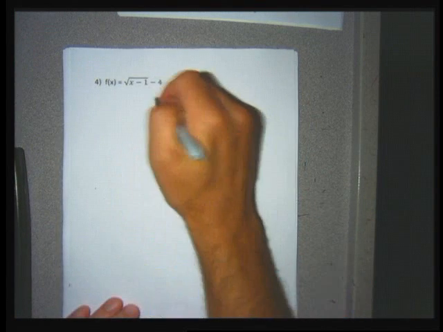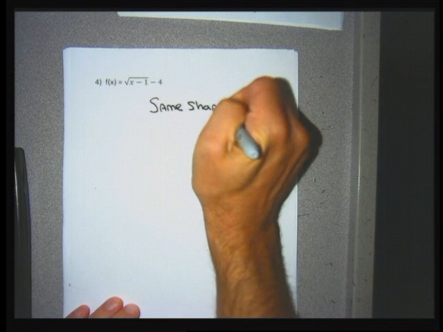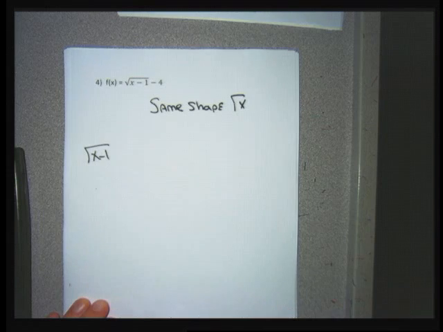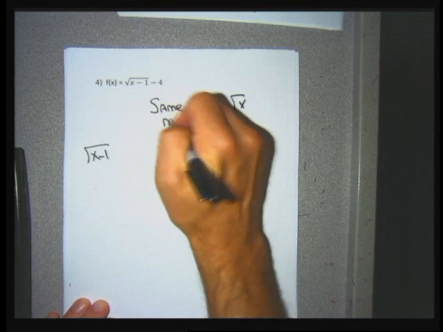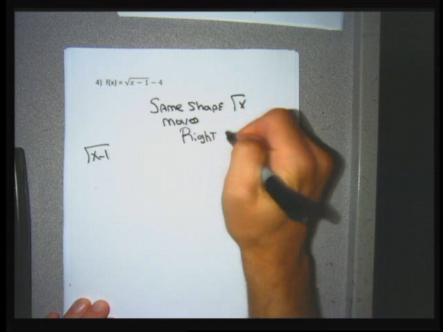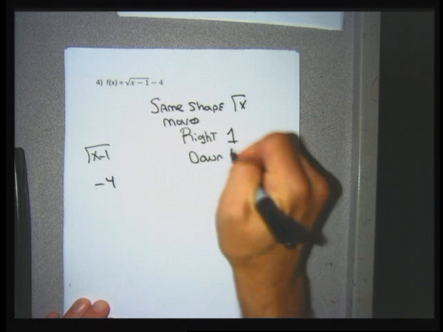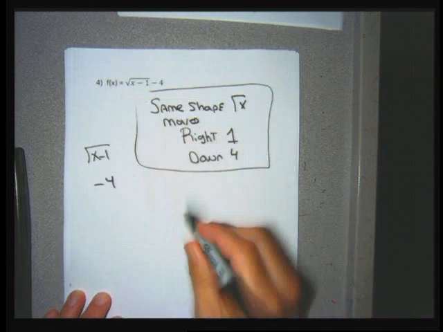Problem 4, I need to describe this graph. This graph is going to have the same shape as the square root of x, and I have to decide how it's moved. The -1 under the square root is going to move it to the right, so it's shifted right 1, and the -4 that's after is going to move it down 4.